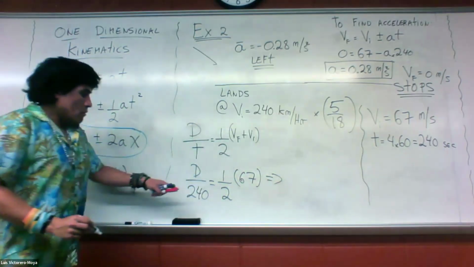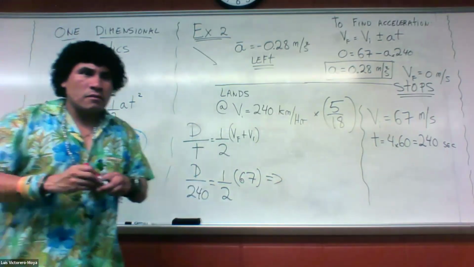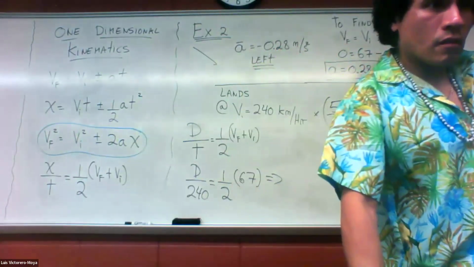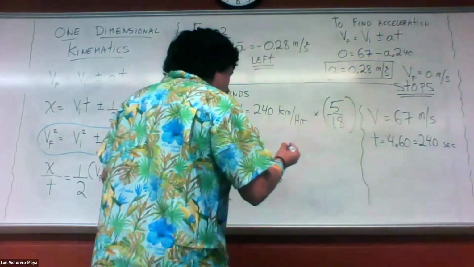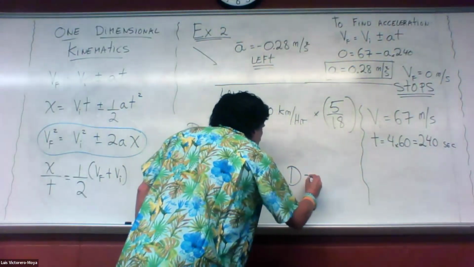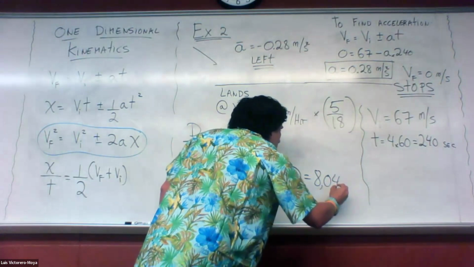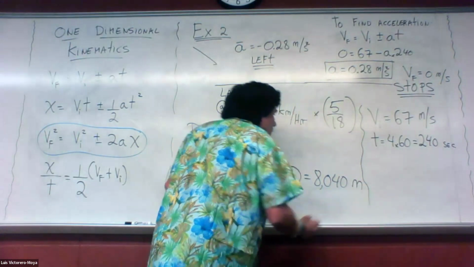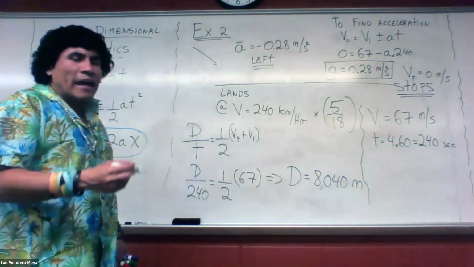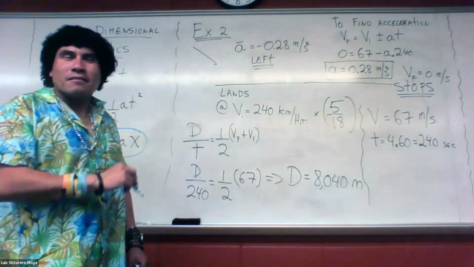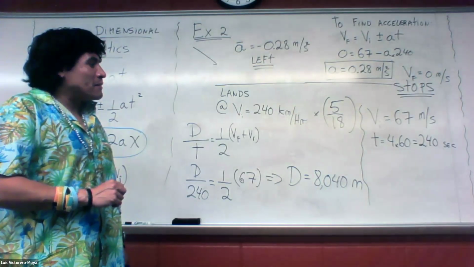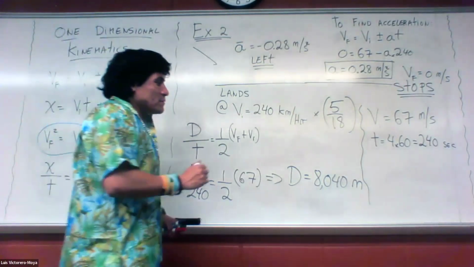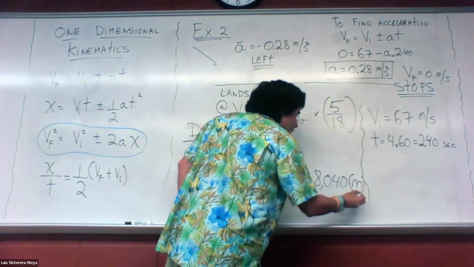So 120 times 67, let's see. 8,040 meters. Around 8 kilometers. Makes sense. I mean, that's it. Maybe a bit too much, but I just made up those numbers. So there you are.